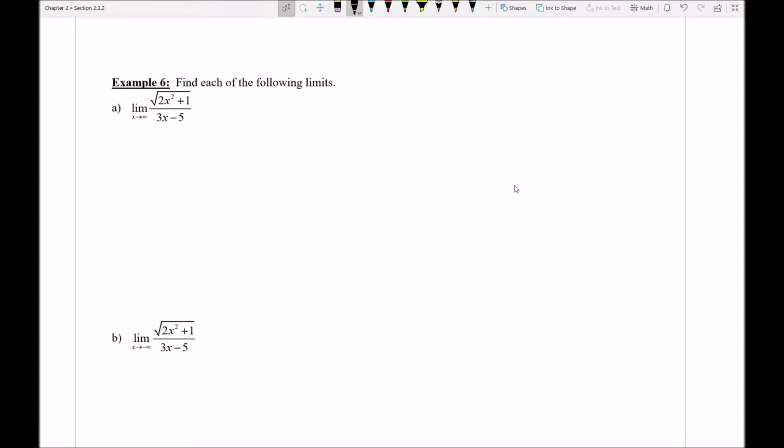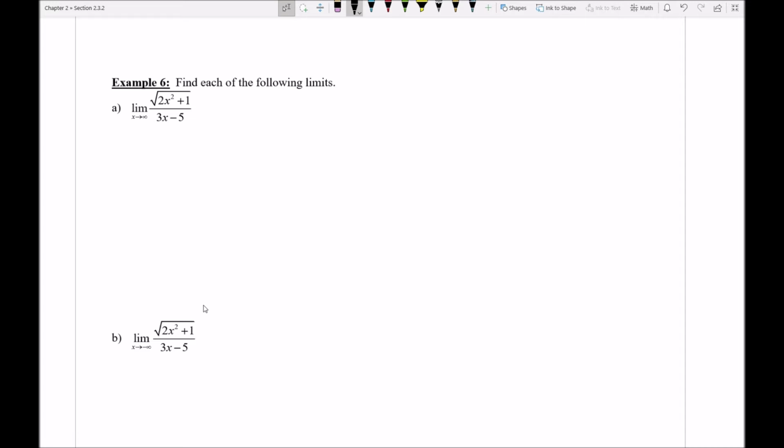Now let's turn our attention to example number 6. We're still going to be dealing with limits where x is approaching infinity, but you'll see that we no longer just have a polynomial divided by another polynomial. And the reason for that is the introduction of these square root symbols.